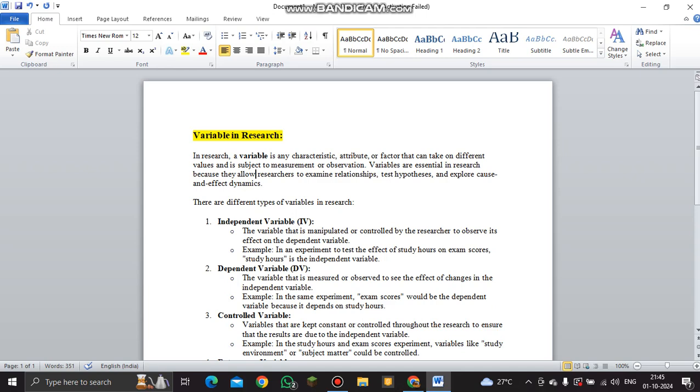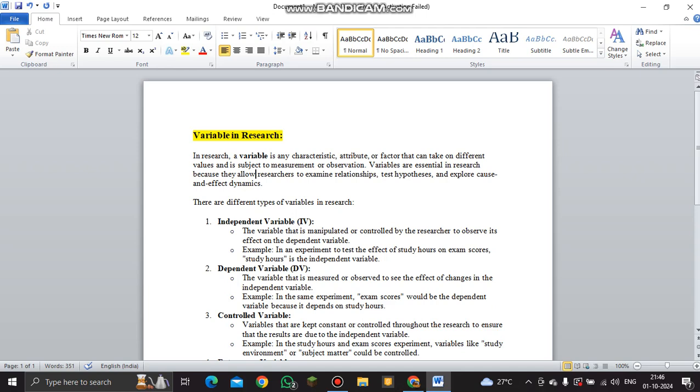Friends, in research, variable is one of the most important topics. It is essential because it allows researchers to examine relationships, test hypotheses and explore cause and effect dynamics. So you need to understand exactly what a variable is. A variable simply refers to a person, place, thing or phenomenon that you are trying to measure in some way.